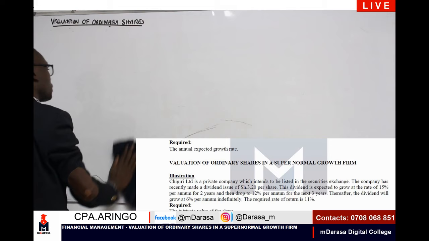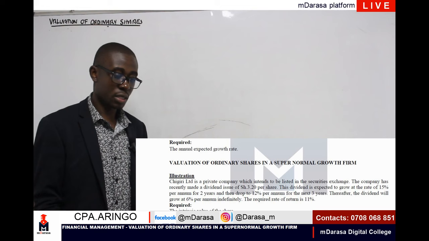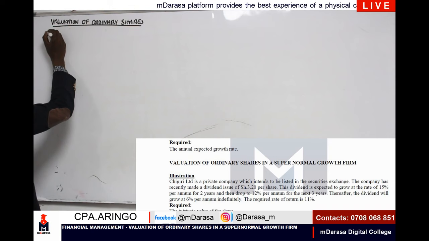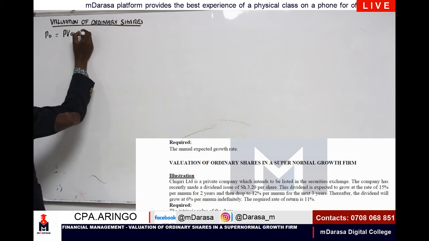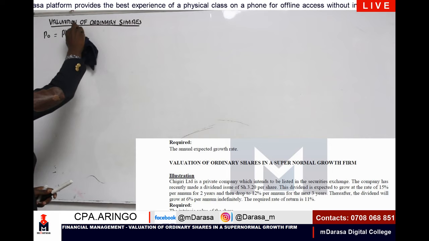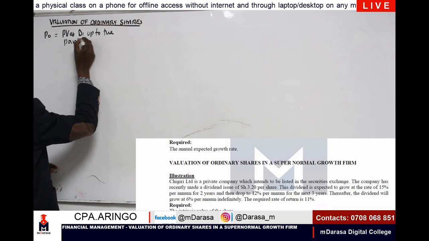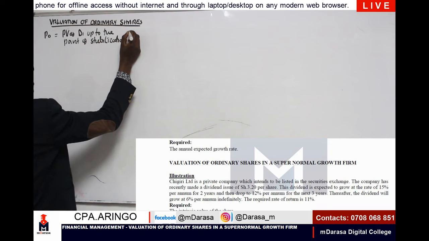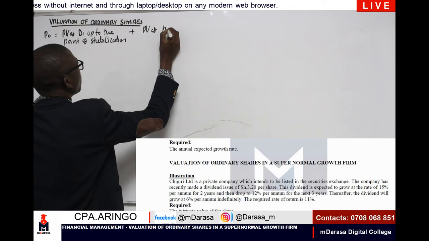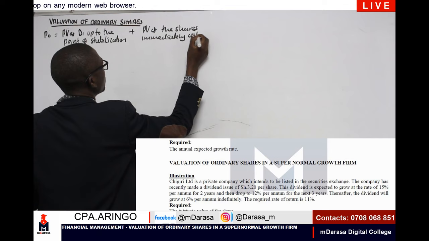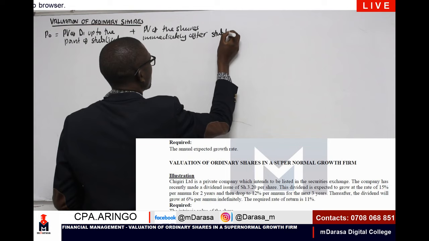So we have identified the formula. The question clearly depicts characteristics of a supernormal growth firm, where I should be having this in mind: our P0 is the present value of expected dividends D1 up to the point of stabilization, then we add the present value of the shares immediately after stabilization. Very key to note, right?